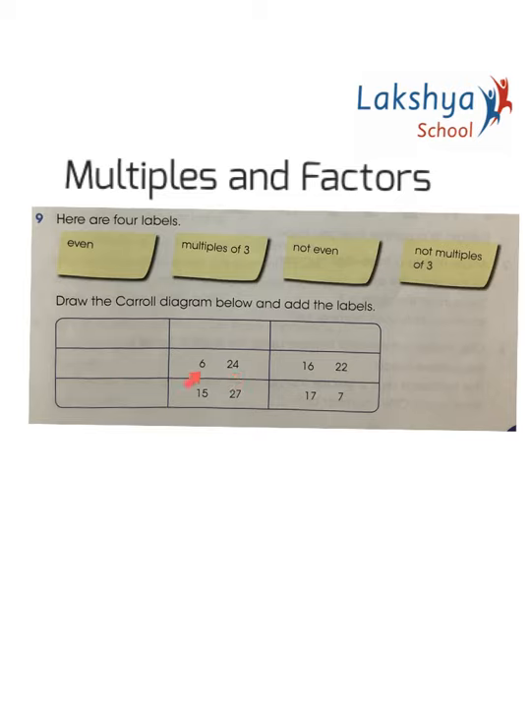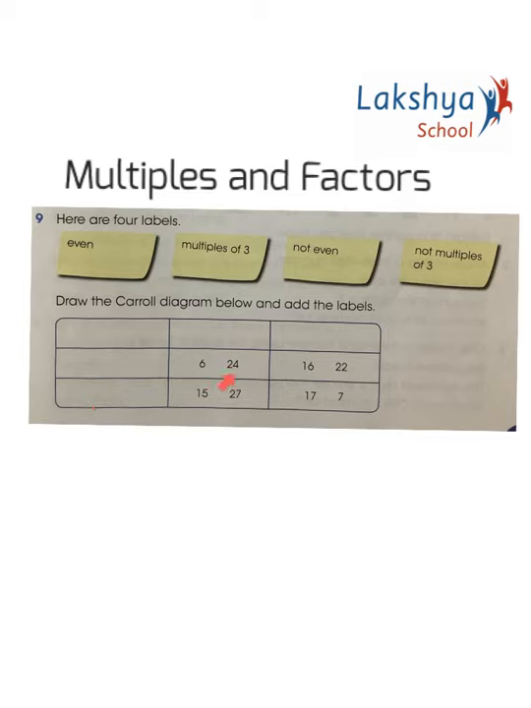We see that 6, 24, 16, 22 are all even numbers. So I need to place even over here. And what about this? These are not even numbers. So even and not even need to be placed over here.